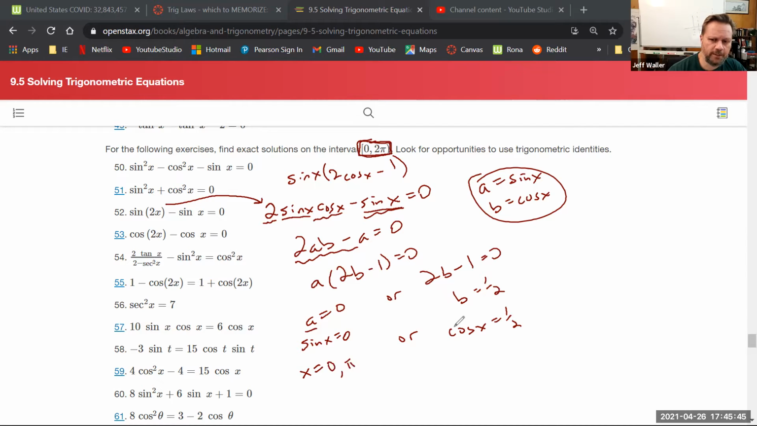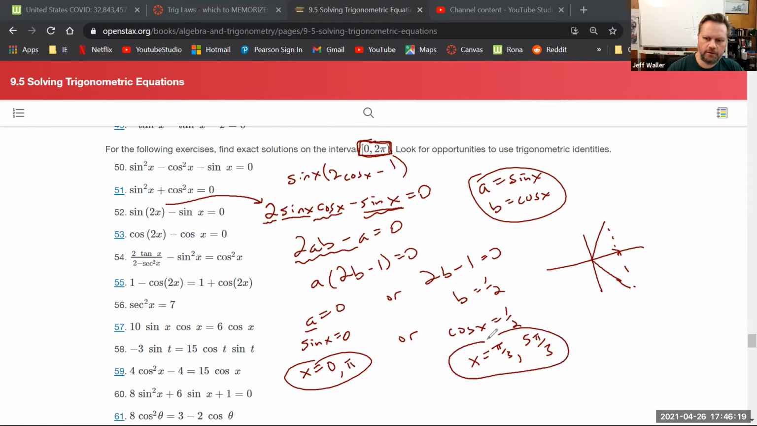0, pi. All right, now somebody else tell me, where does cosine equal 1/2? What angles does cosine equal 1/2 at? Pi over 3. Good. So pi over 3 or 5 pi over 3. Good. Down here, 5 pi over 3. So then there's all your answers.